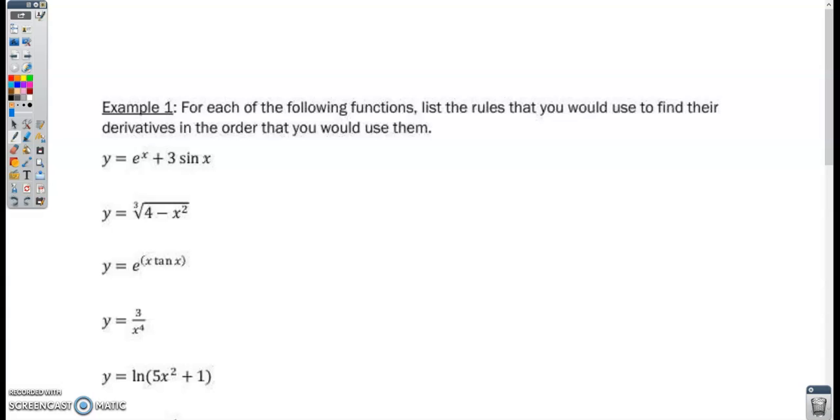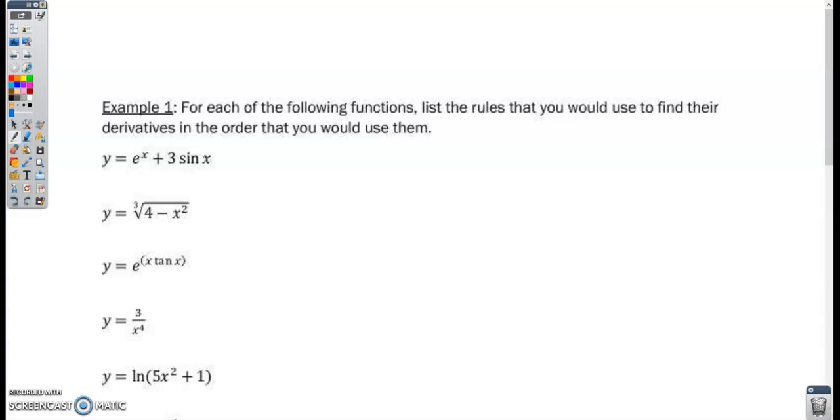Alright everybody, welcome back. This is our second video related to Section 5 of Unit 3 of AP Calculus, selecting procedures for calculating derivatives. In this first example, example 1, we're going to go through and look at each of these functions and think about the rules that we would use and what order we would use them if we were finding all of these derivatives.